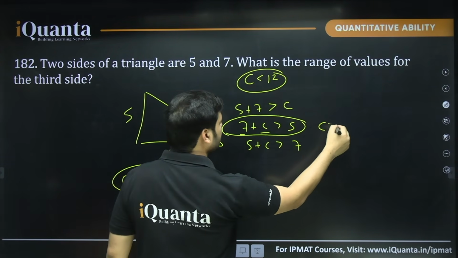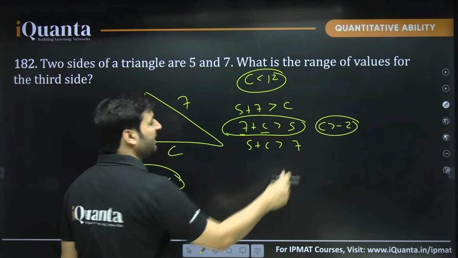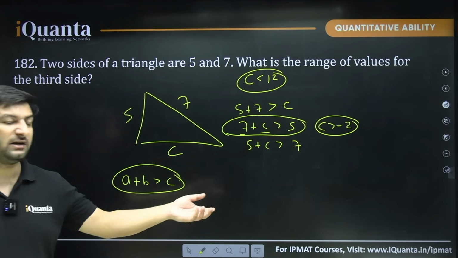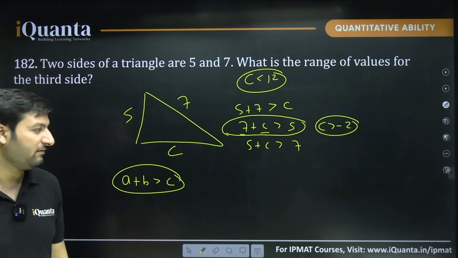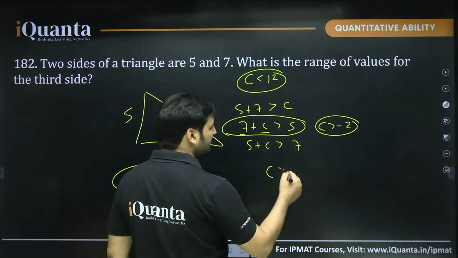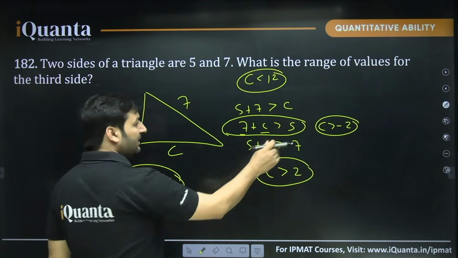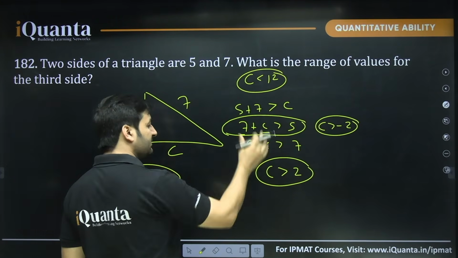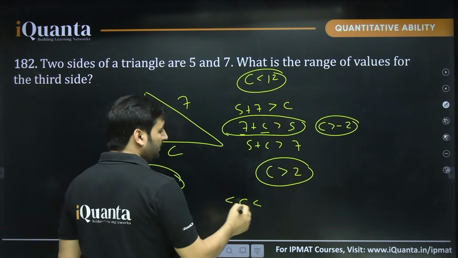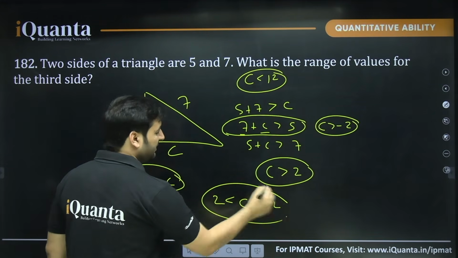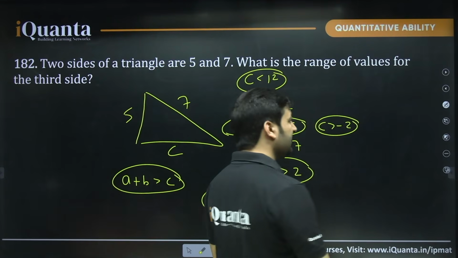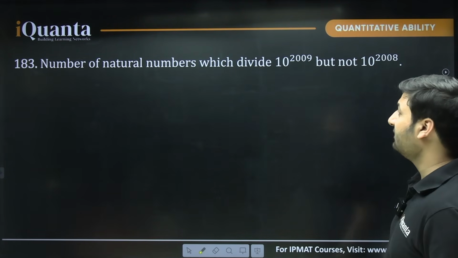This will give c greater than minus 2, and we will obviously not take negative values because sides of a triangle can never be negative. But from the other one I get c greater than 2. So c should be greater than 2, c should be less than 12, and c is greater than minus 2. So we restrict it like this, c will be between 2 and 12. This is the range of values that the third side can take. I hope it is clear.